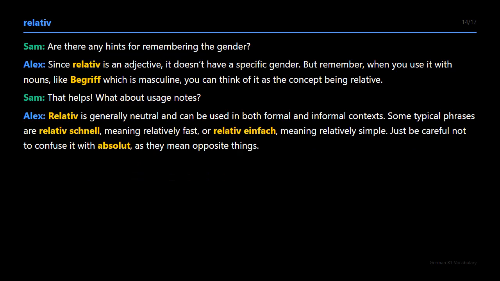Relativ is generally neutral and can be used in both formal and informal contexts. Some typical phrases are relativ schnell, meaning relatively fast, or relativ einfach, meaning relatively simple. Just be careful not to confuse it with absolut, as they mean opposite things.